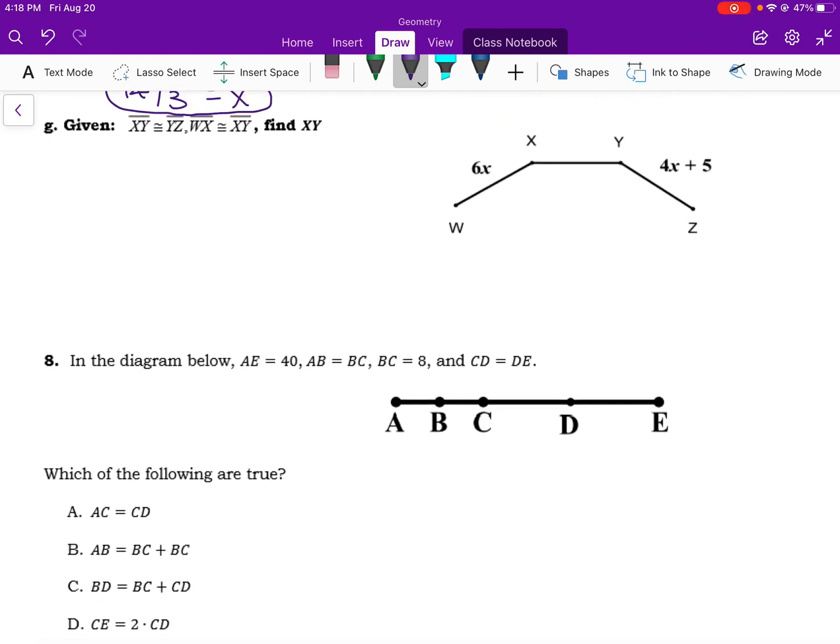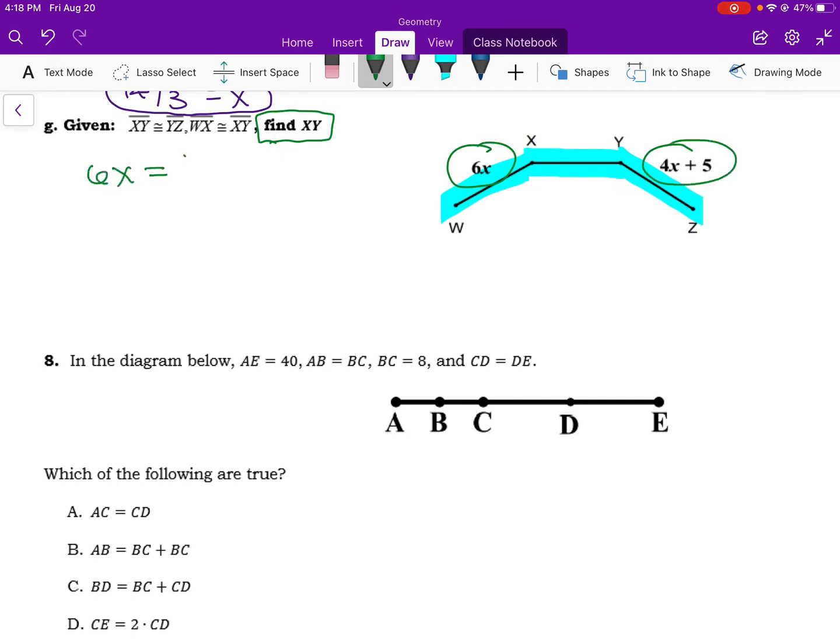Okay, and the next one here, again, the congruent statement is telling me that XY is congruent to YZ, and then WX is congruent to XY. So once again, all three of these are the same measure. And this time it's asking me to find XY. If all three are the same, then this measure has to be equal to this measure. So I'm going to go ahead and say that 6x equals 4x plus 5. And let's solve for x.